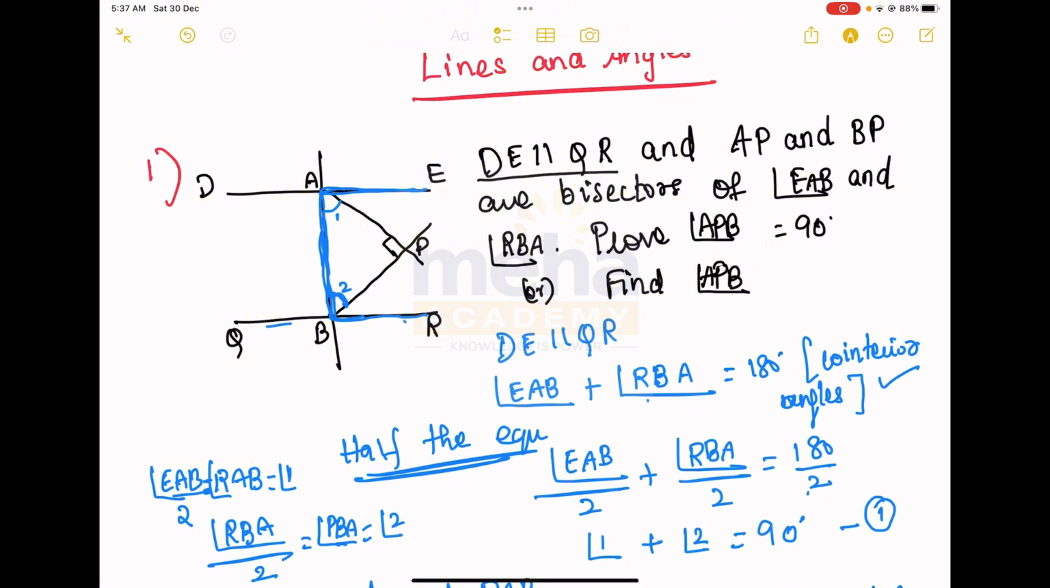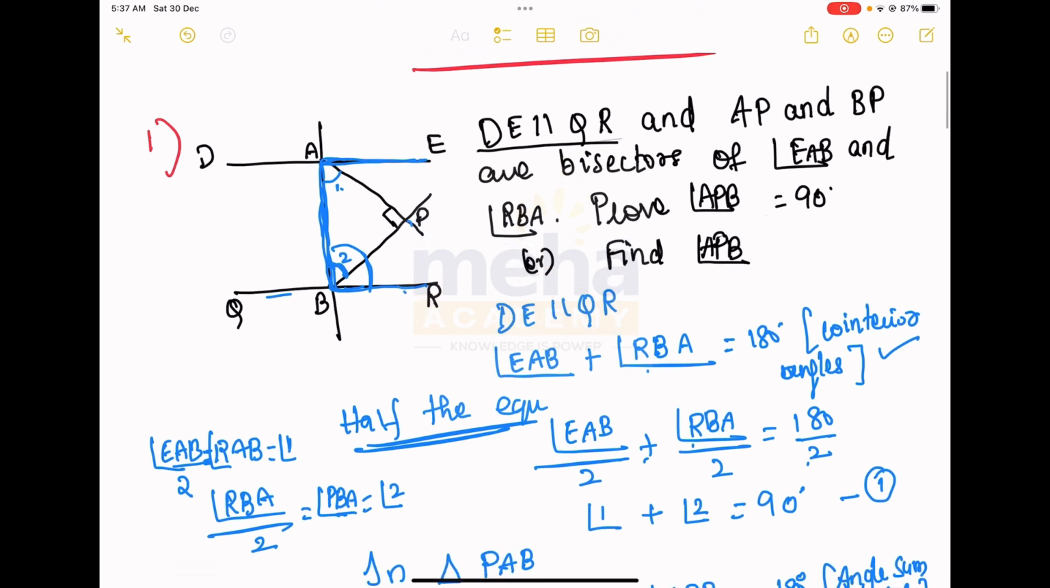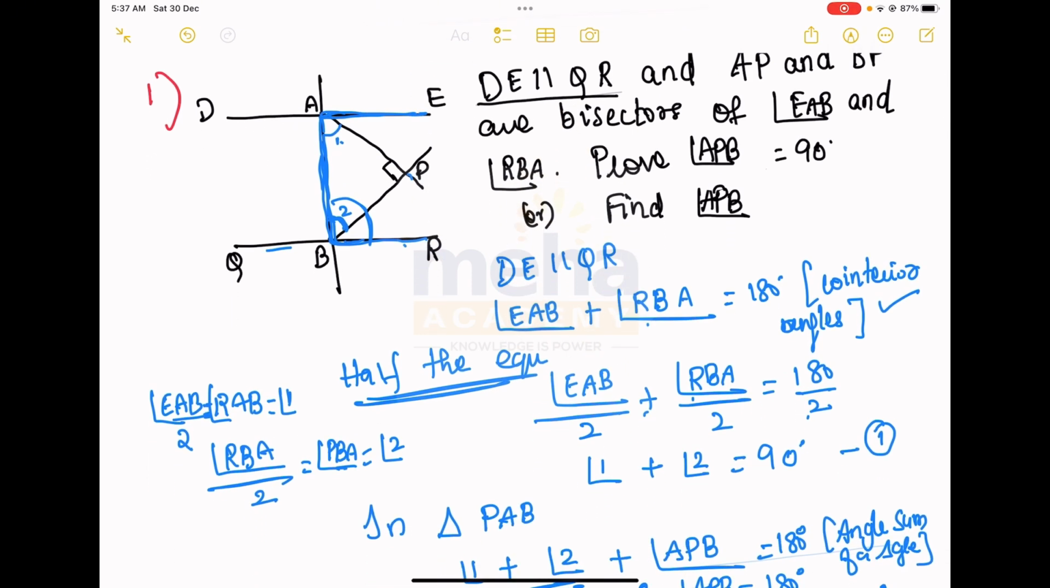We also know that half of EAB is nothing but angle 1, or PAB, and half of angle RBA, this is the full angle RBA, will be angle 2, or angle PBA. So inserting in that equation, angle 1 plus angle 2 will become 90.